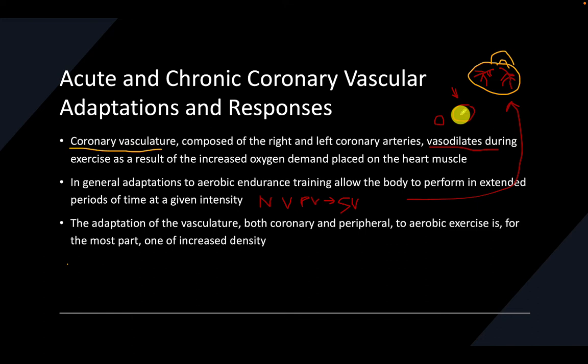So these are some adaptations in the vasculature that are occurring throughout the body. And again, this is being compounded with the nervous system being more efficient: more vascularity within capillaries, more plasma volume, meaning an increase in stroke volume. So what this does is allow us to perform for extended periods of time at any given intensity. So what I want all of you to think about right now is the VO2 test.